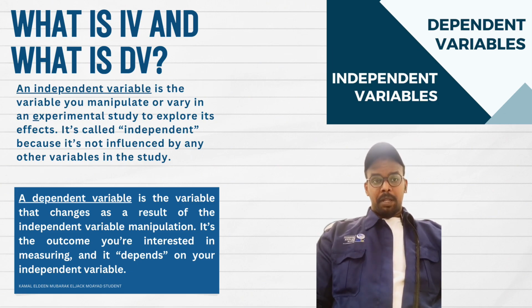An independent variable is a variable you manipulate or vary in an experimental study to explore its effect. It's called independent because it is not influenced by any other variables. A dependent variable is a variable that changes as a result of the independent variable manipulation. It is the outcome you are interested in measuring, and it depends on your independent variable.